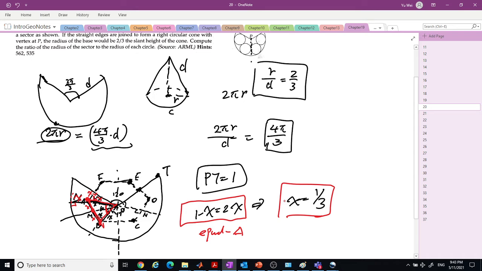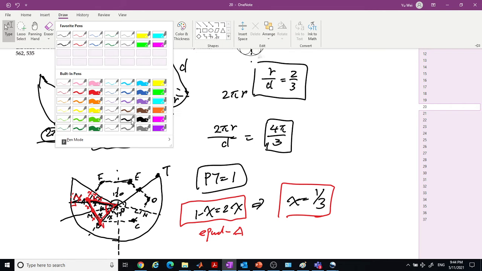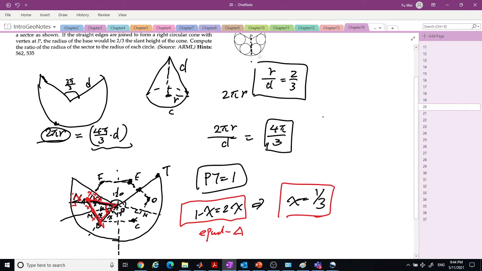If X equals 1/3, then you can calculate the ratio, right? And then the ratio of the radius of the sector is 1 over 1/3, which is 3.